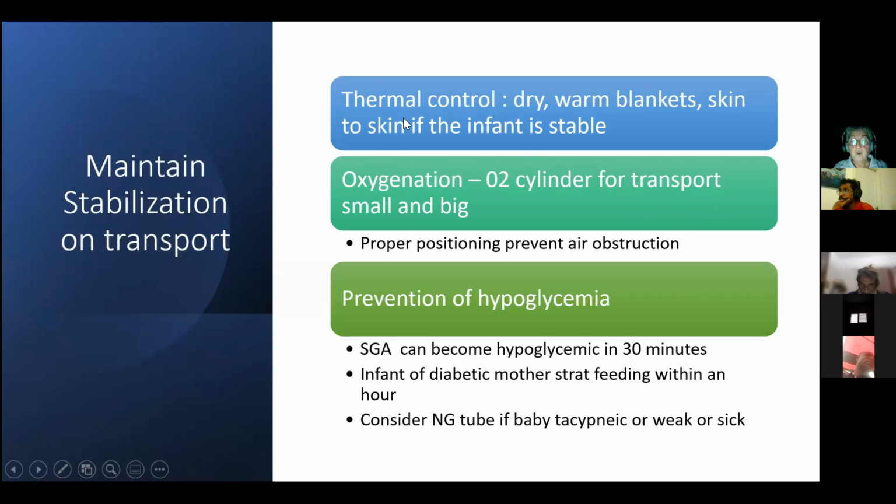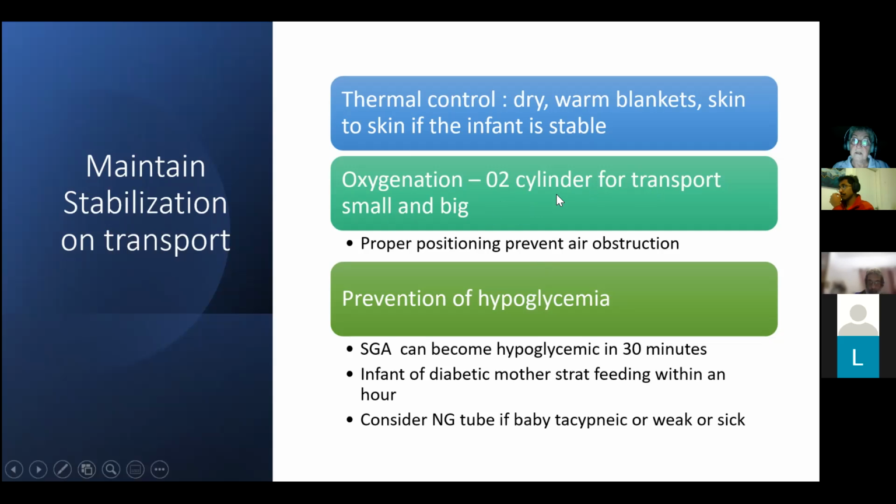So thermal control would mean that you have to have dry, warm blankets. Skin to skin is the best, because the temperature of mom is always the best temperature control. Even if you have to transport a baby from one point to another and you do not have an ambulance, if it's possible, skin to skin would be the best way to transport a baby to keep the temperature. But if not, you would need dry and warm blankets, and there are different devices today developed mostly in the cold countries that assure that the baby is warm during the transport.